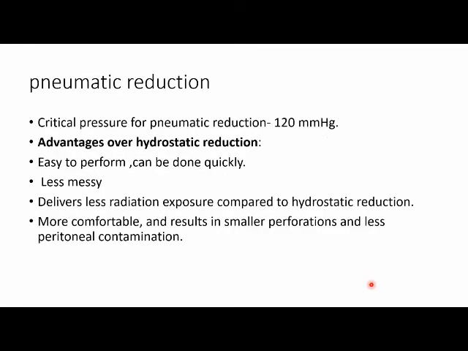Coming to pneumatic reduction, when you're doing a pneumatic reduction, you should do it meticulously. Otherwise, you can perforate the bowel. The critical pressure for a pneumatic reduction is 120 millimeters of mercury. Ideally, you should advise your assistant that when the pressure crosses 80 millimeters of mercury, he or she should inform you immediately, and you should be more cautious when you are going above that pressure. The critical pressure beyond which you cannot go is 120 millimeters of mercury.